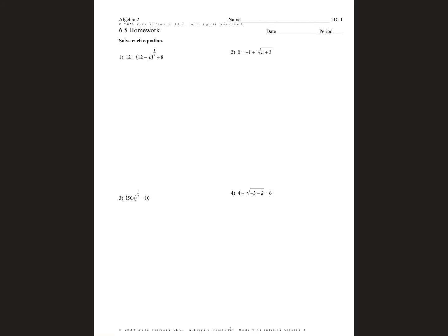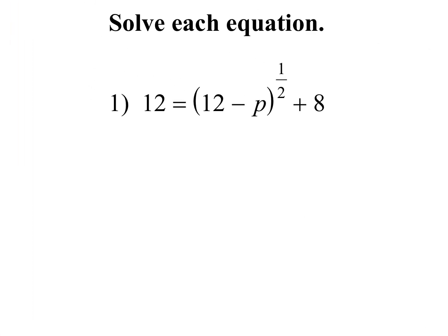All right, let's take a look at number 1. Step 1 is always isolate the radical. So how do we get this radical to be all by itself? Perfect. Thank you. Subtract 8. So we get 4 is equal to 12 minus p to the 1/2 power.